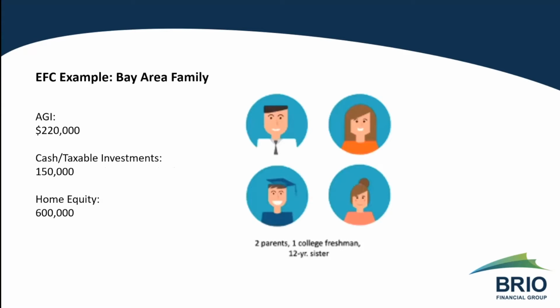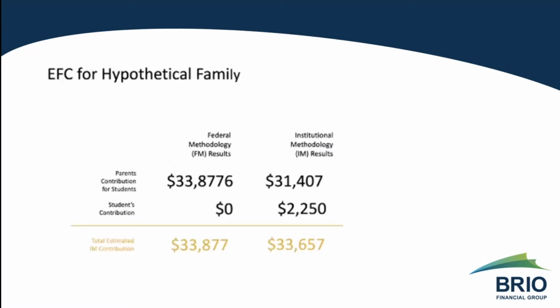So let's do a quick example. This is just a very general Bay Area family. Their AGI on their tax return last year was 220. They have about 150,000 in cash and investments, and they have about 600,000 in their equity. They have 2 kids. One is going to be a freshman and one is a 12-year-old. So going through that College Board calculator, we find that their expected family contribution is around 34,000.